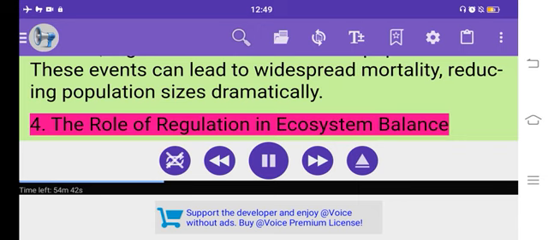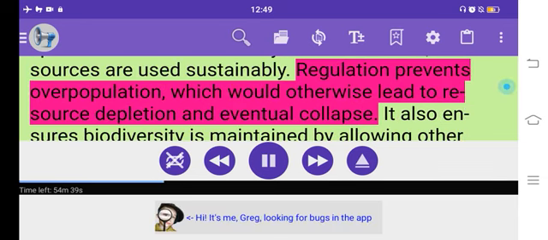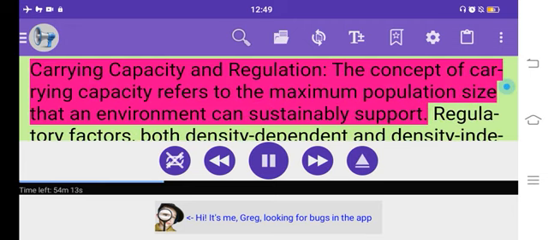4. The role of regulation in ecosystem balance. Effective population regulation ensures that no species dominates an ecosystem unchecked, and resources are used sustainably. Regulation prevents overpopulation, which would otherwise lead to resource depletion and eventual collapse. It also ensures biodiversity is maintained by allowing other species to thrive without being outcompeted.